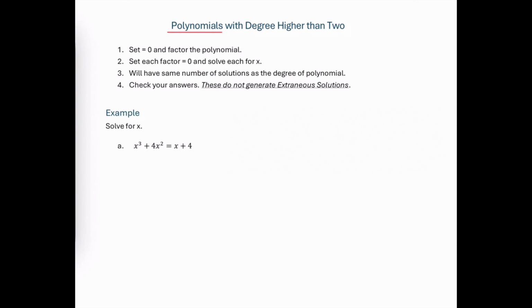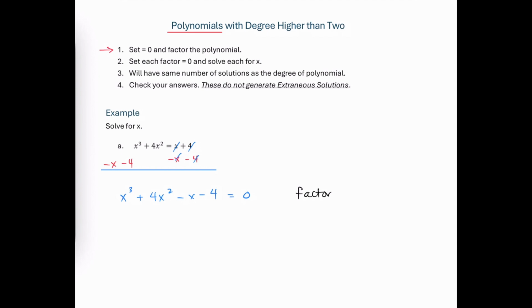So now that we've identified this as being a polynomial, we're going to demonstrate how to set that equal to 0 and then factor the polynomial in order to solve this equation for x. So our first step is to set it equal to 0, so we'll subtract x and subtract 4 from both sides. On the right, these terms cancel out, and on the left, there are no common terms, so we're just going to copy-paste each of the terms down, and we write this in descending order, which is standard.